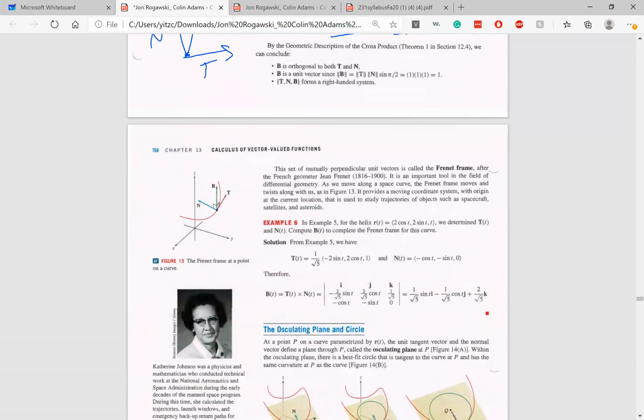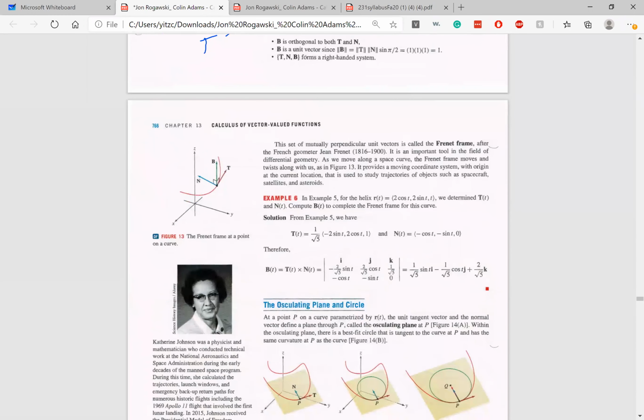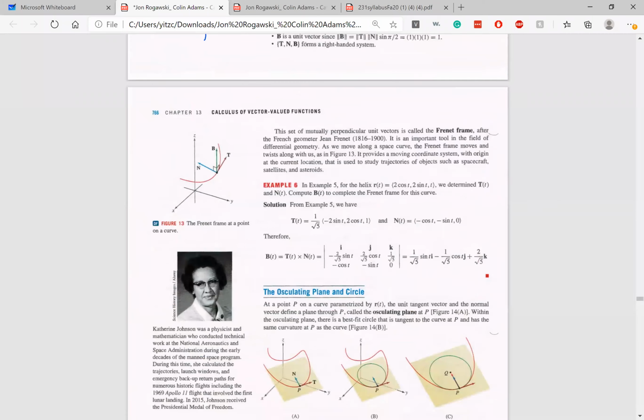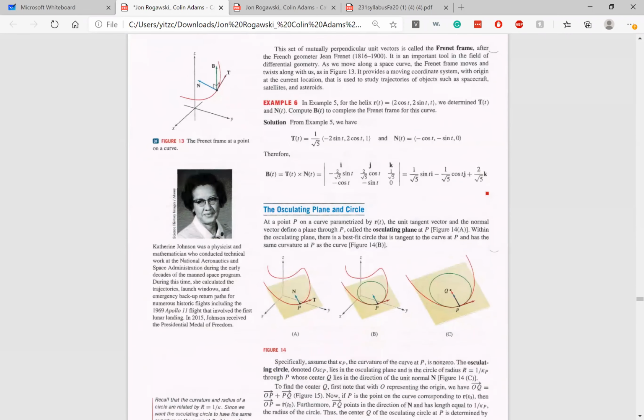And so, for example, in the example that we're working on, they ask us to find this complete frame for this curve. So like we said, the tangent one is this, the normal one is this, and the binormal one is going to be equal to the tangent one cross the normal one. So you just take the cross product of these two things, and you will get that. Any questions?